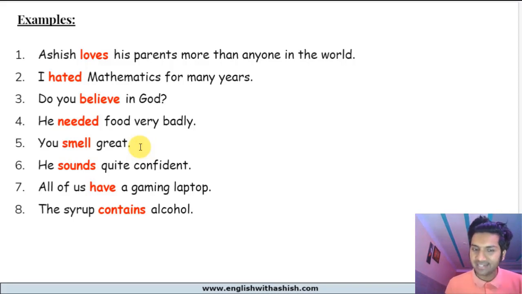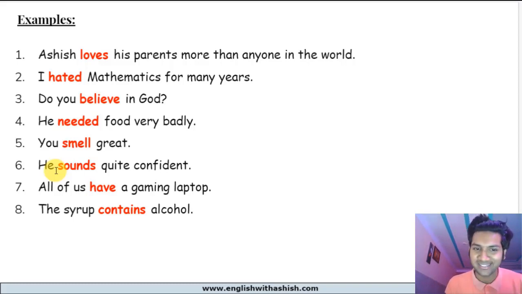If it's showing or indicating a particular state of a person, it's working as a stative verb. But if it's indicating an action, it's working as an action verb. You have to look at the context and make that call. You don't have to learn these verbs and call them stative verbs. They're not going to work as stative verbs all the time. They can function as action verbs as well. Some of these are linking verbs as well. You must have observed.